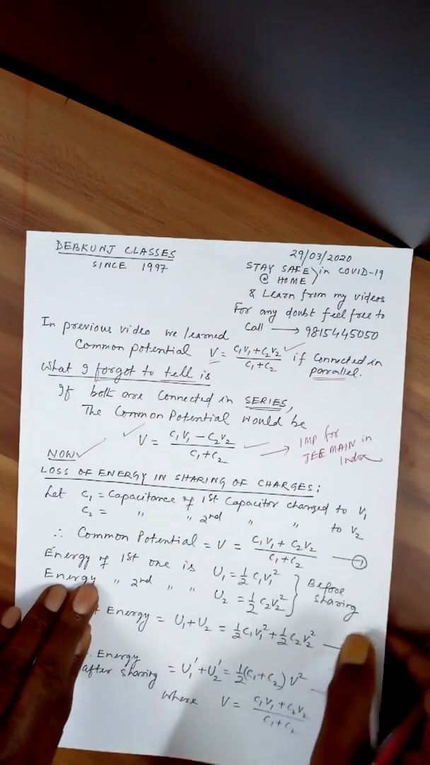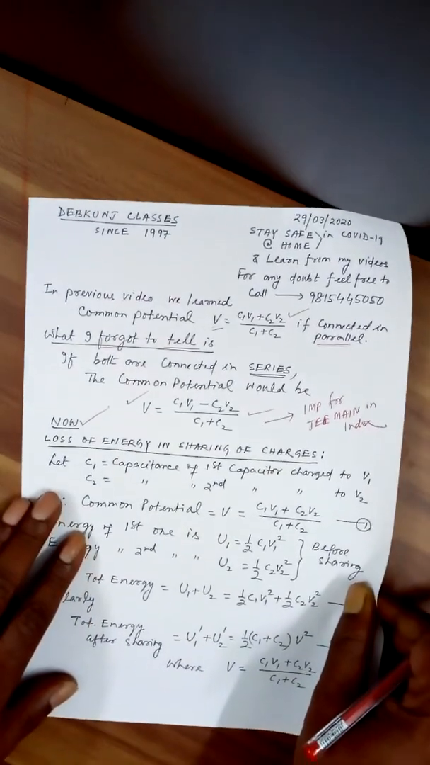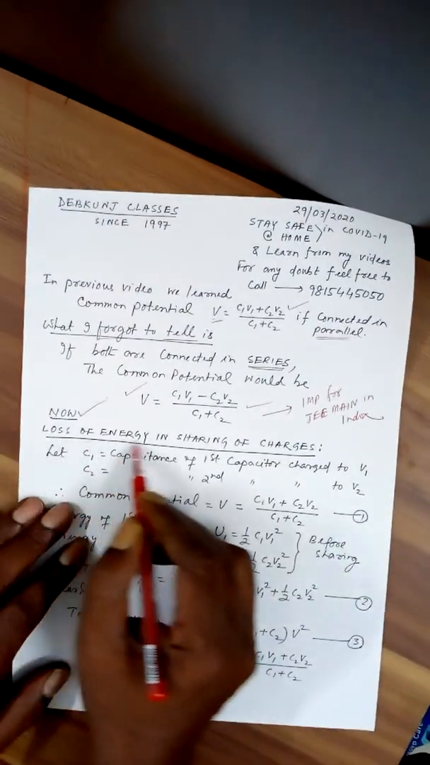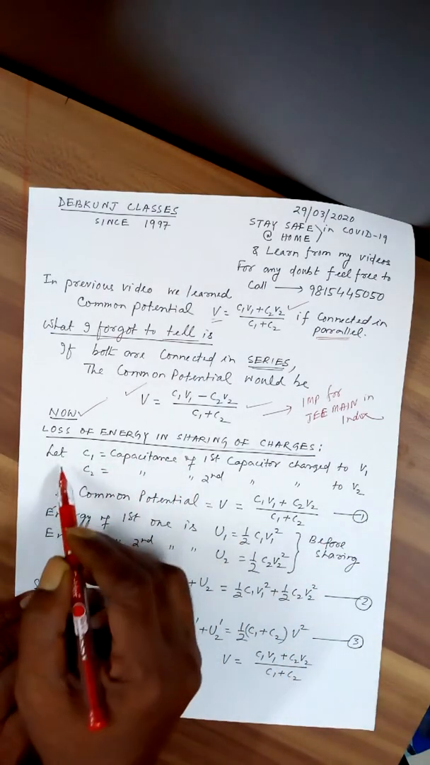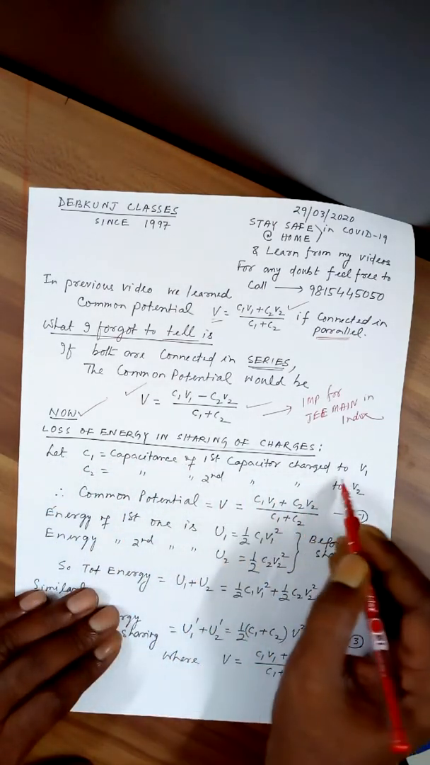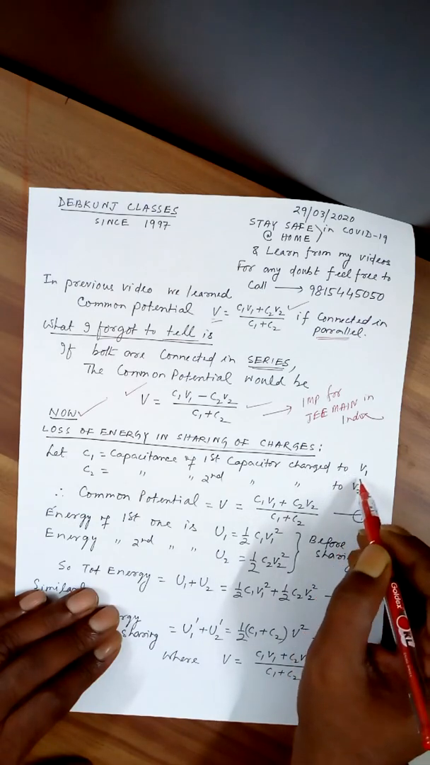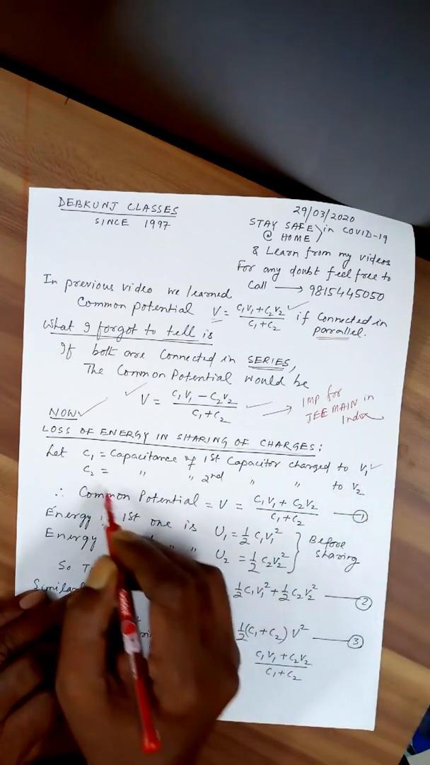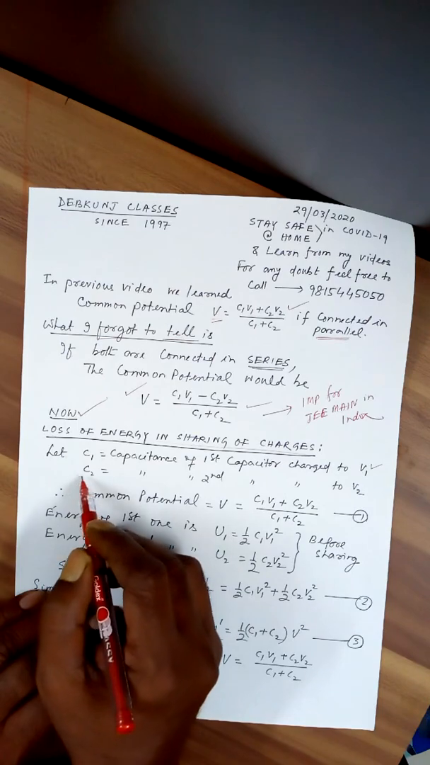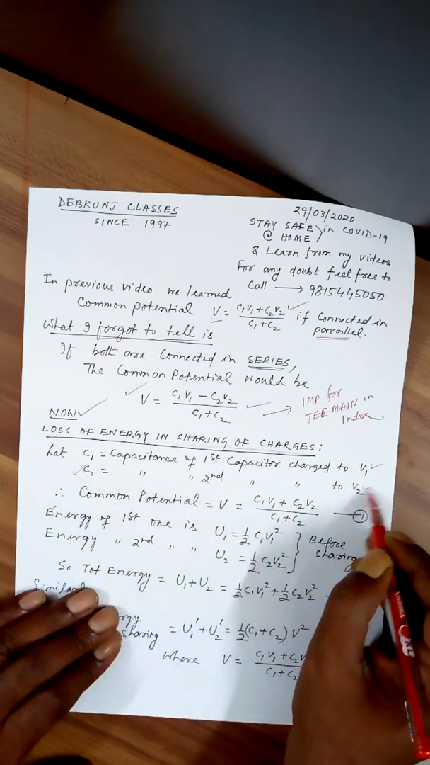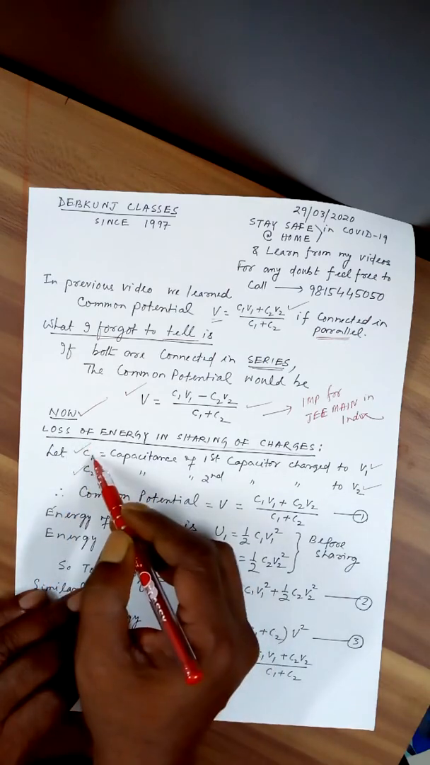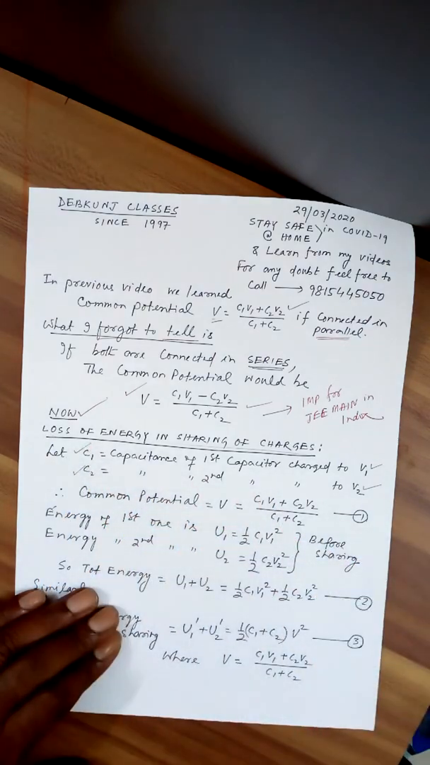Now, loss of energy in sharing of charges. Let C1 be the capacitance of the first capacitor, which is charged individually to a potential V1, and the second capacitor having a capacitance C2 is charged to a potential V2. C1 and C2 we know are constants.